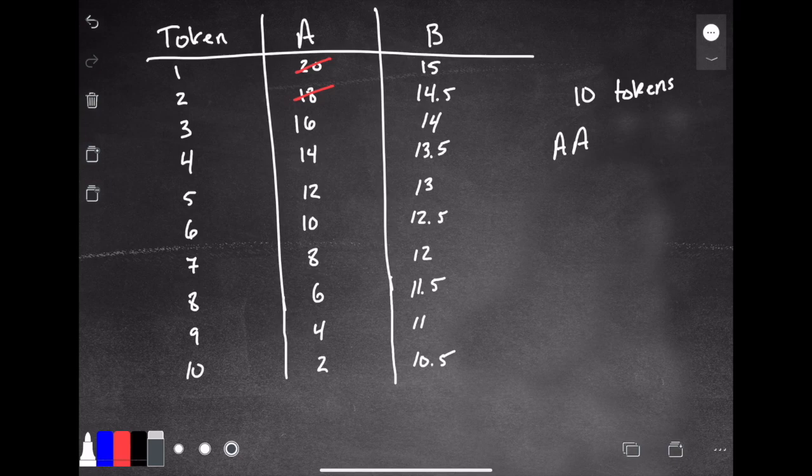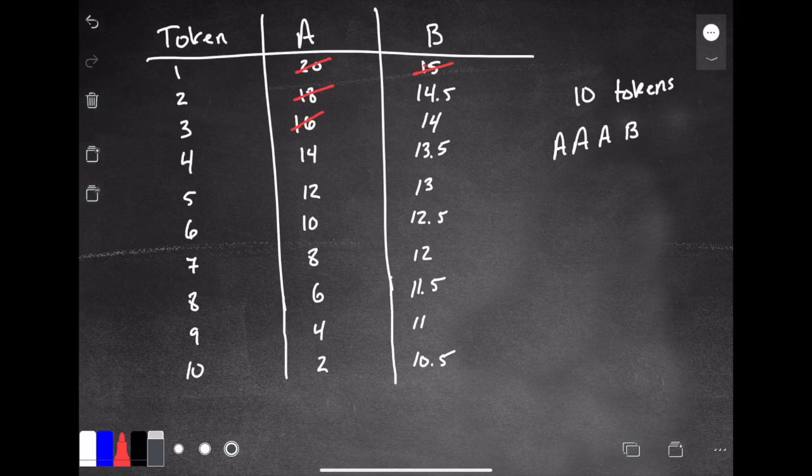Now we can take our third token. Like I said, we can put it in A again and get a payoff of 16, or we can put it in B and get a payoff of 15. 16 is bigger than 15, so we should go with A. Okay, so we've done A again. Fourth token, we can get 14 or 15, so this time we go with B. That gives us this one here.